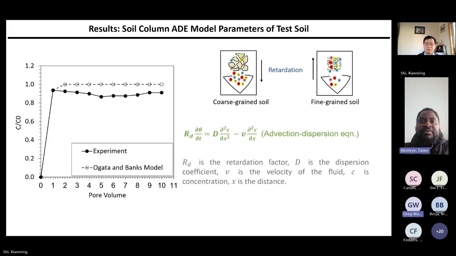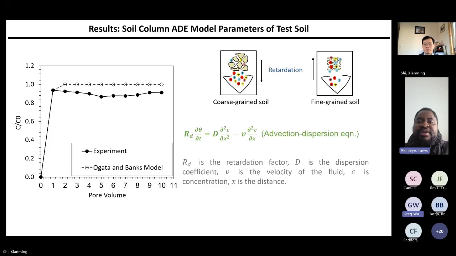So this is just some of the result from our ADE model, which is the advection dispersion model. And we try to fit with the Ogata and Banks model that fits all of our soil parameters. And the figure on the top right side clearly also expands on the previous knowledge. So for example, if you have a coarse grained soil, you should expect a reduced retardation factor, which is less interaction with the soil particle surfaces, because the pore volumes in the coarse grained soils are larger and the flow rates are higher. And so there's little time for interaction between this solution and the soil particle surfaces.